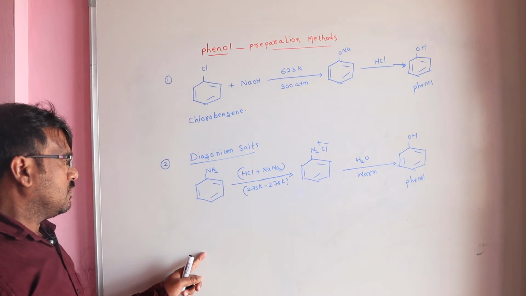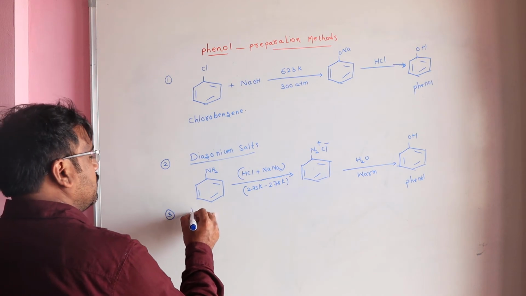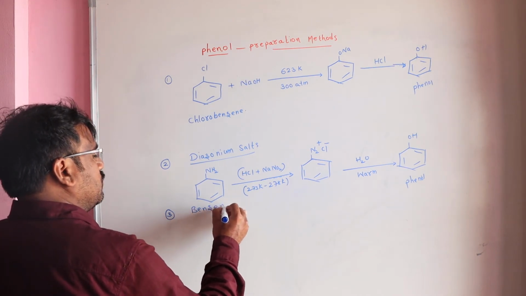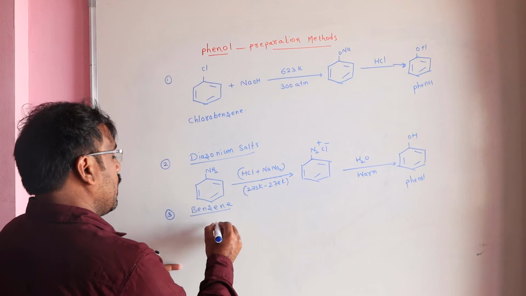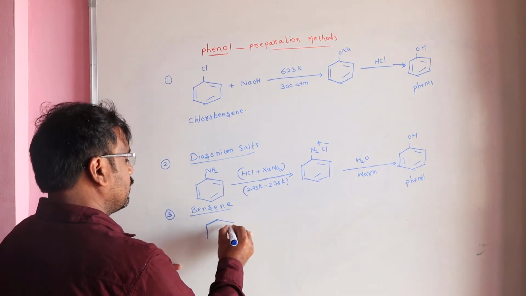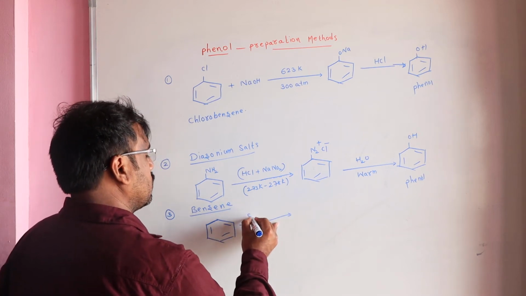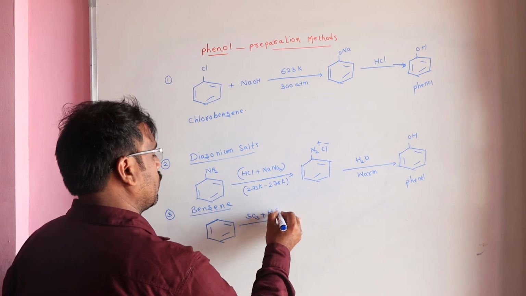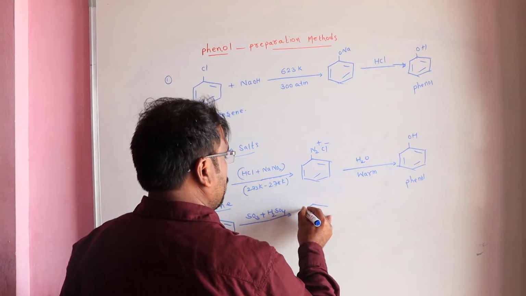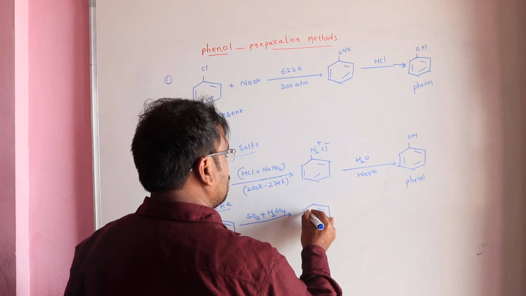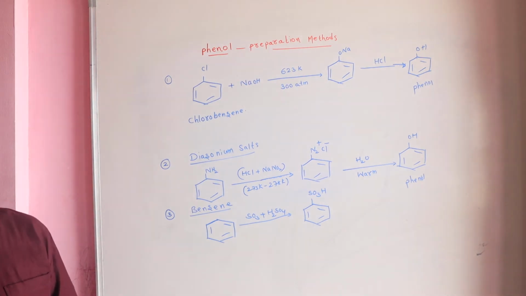And the third one is from benzene. See how we can prepare. Here benzene is reacted with fuming sulfuric acid, nothing but the mixture of sulfur trioxide and H2SO4. Benzene reacting with fuming sulfuric acid produces what? It produces benzene sulfonic acid. That is benzene sulfonic acid.